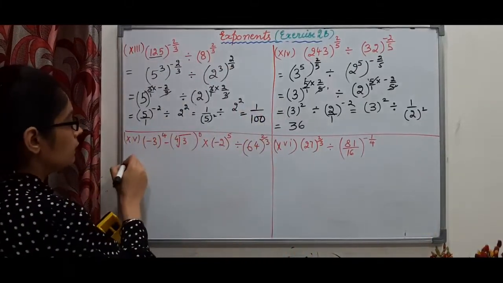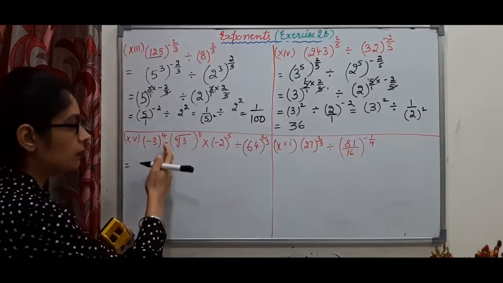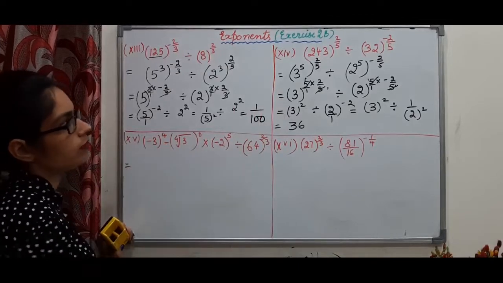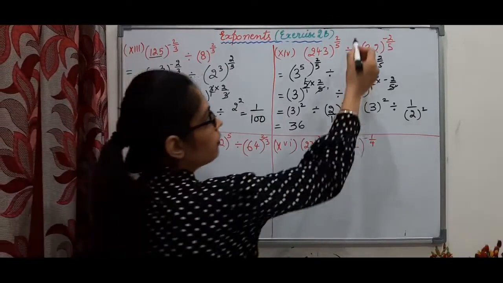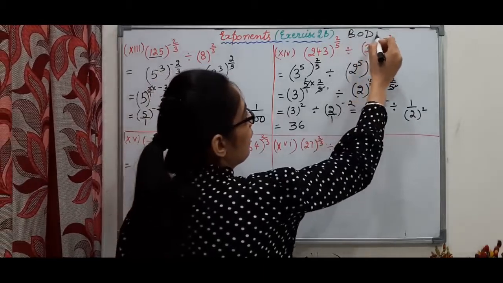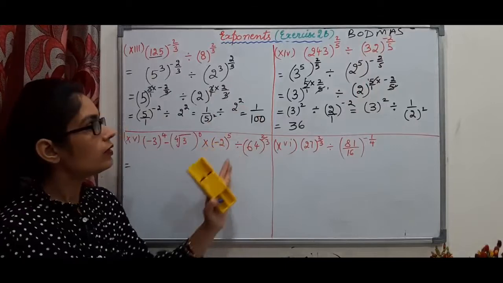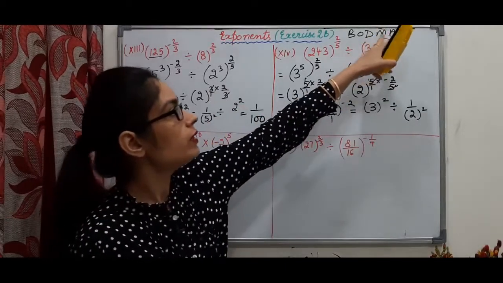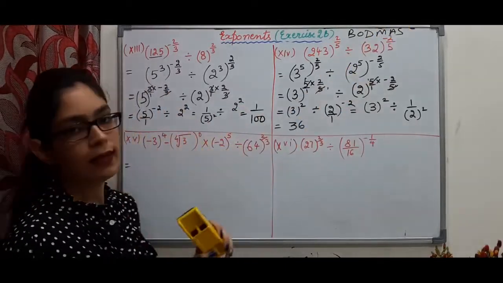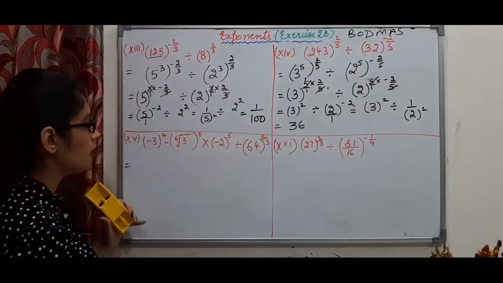In this part, so many signs are there: minus, multiplication, division. So we have to refer to BODMAS and check what we can do first. So division first, then multiplication, and then at the end subtraction. So accordingly we have to do.